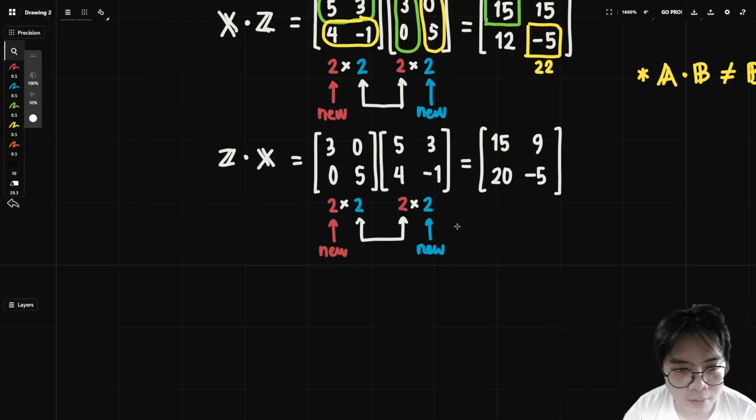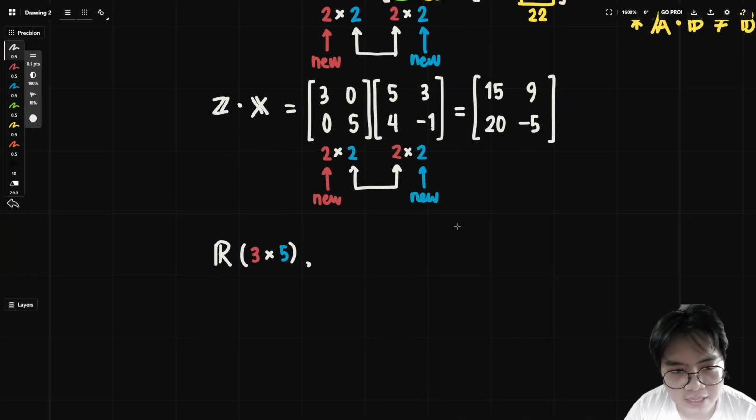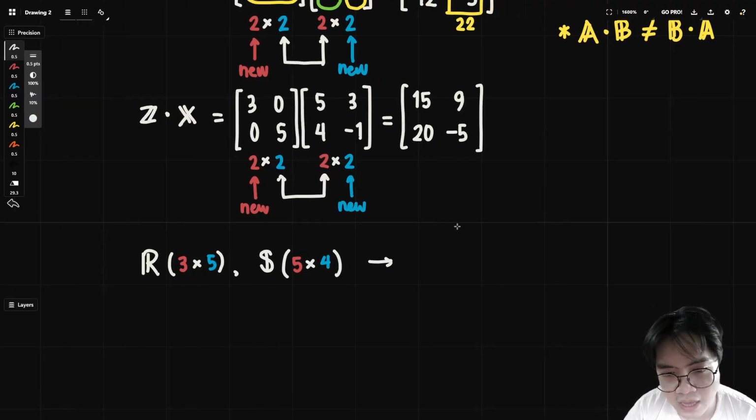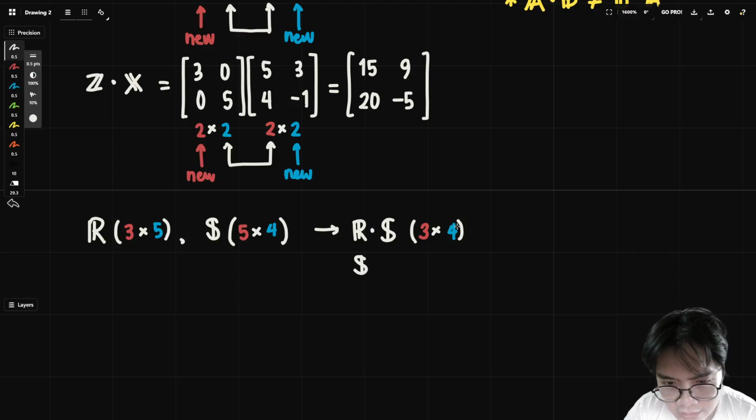sizes? Let's say, for example, we have matrix R. We know that to be 3 by 5. Right? And let's say, for example, we have matrix S. For matrix S, sabihin natin, we know that that is 5 by 4. In this case, we can say that R times S makes sense. Right? Because R times S will have a new size of 3 by 4. Pero, S times R does not make sense.